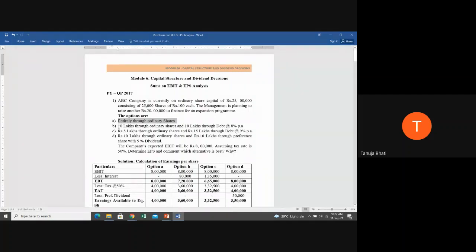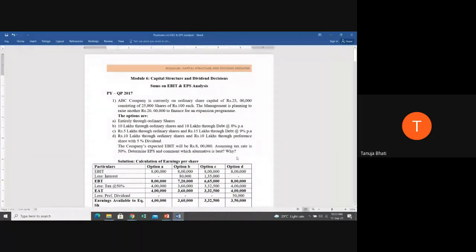Next, option B: 10 lakhs you raise through ordinary shares and the remaining 10 lakhs through debentures of 8% per annum. The third option is rupees 5 lakh through equity shares and rupees 15 lakhs through debentures at the rate of 9% per annum. Fourth option is 10 lakhs through ordinary shares and 10 lakhs through preference shares with 5% dividend. The company's expected EBIT will be 8 lakh rupees. Assuming tax rate is 10%, determine EPS and comment which alternative is best and why.